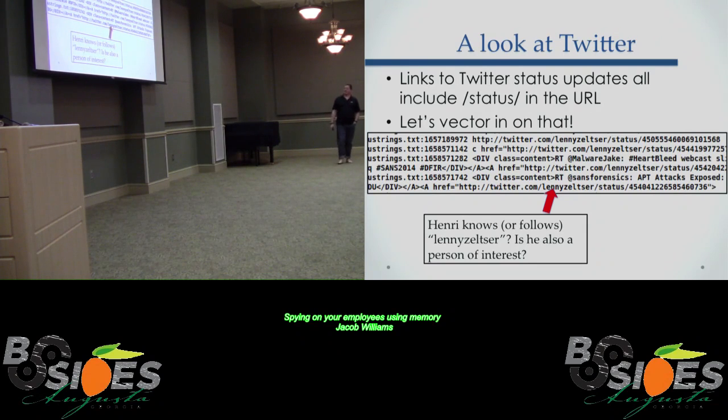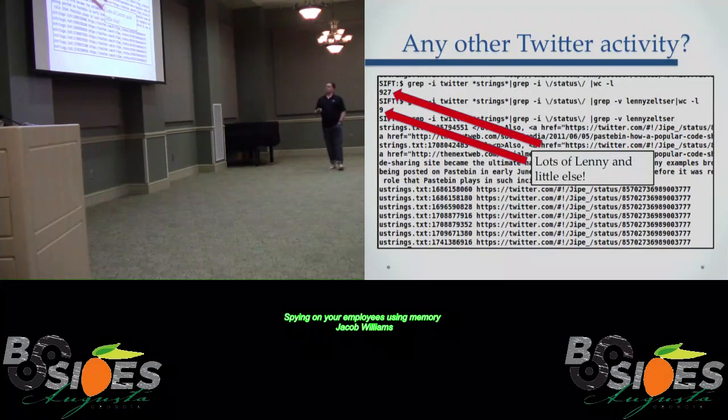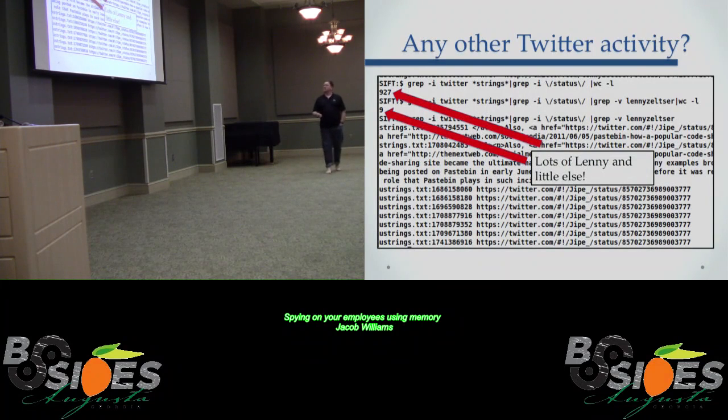Now I'm thinking that Henry actually knows or follows Lenny. Lenny might be a person of interest. So we start doing a little bit of grep foo in this case, right? We're looking to see, maybe, do we have any status updates? We do some grep foo, and we decide to go ahead and get rid of Lenny, right? And this is all we've got left.